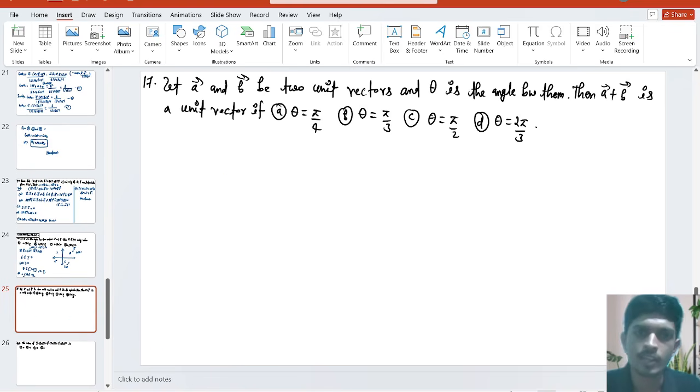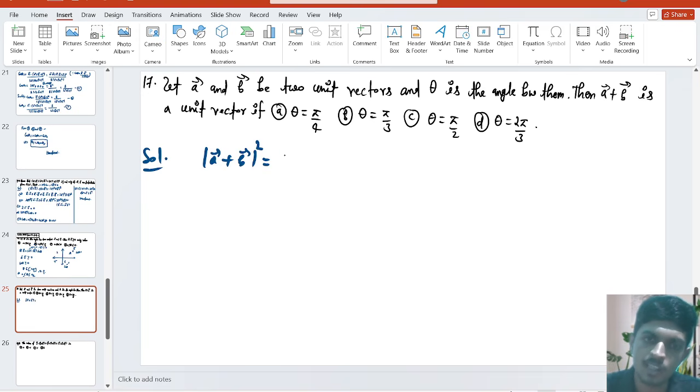Let vector A and vector B be two unit vectors, theta is the angle between them, and vector A plus vector B is a unit vector. Solution: we know that modulus of vector A plus vector B, taking the square, equals modulus of vector A whole square plus modulus of vector B whole square plus 2 times modulus of vector A, modulus of vector B, cos of theta. We use the formula here.